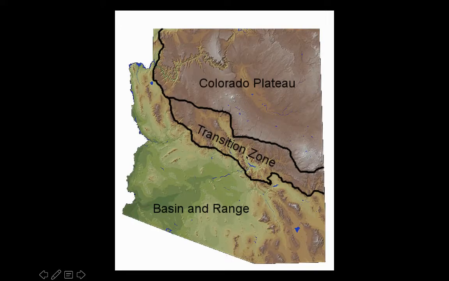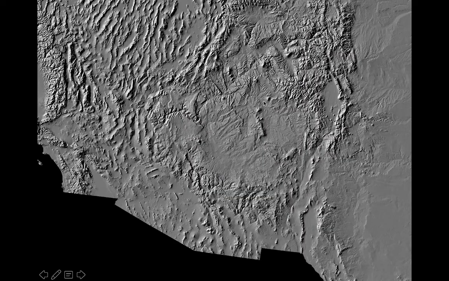And in between is what we call the transition zone. It's a mix of topography of the Colorado Plateau and Basin and Range. It's also a mix of the rocks you find in the Colorado Plateau and those you find in the Basin and Range. We're going to be focusing most of our time on the Colorado Plateau area.